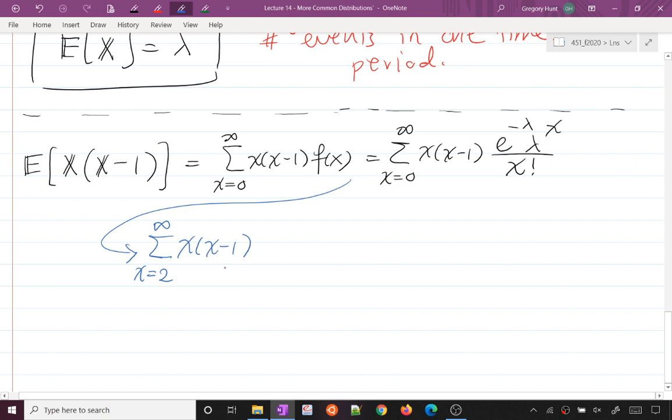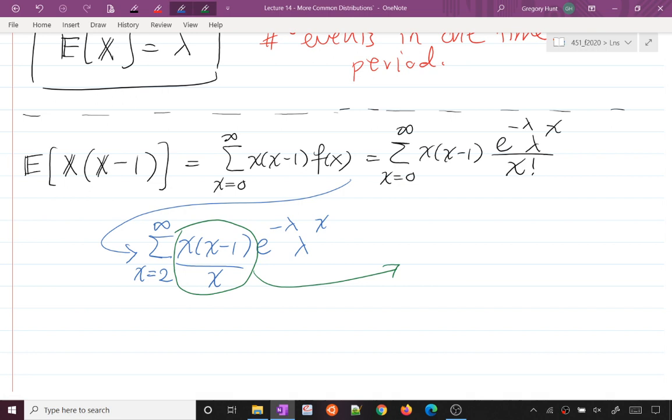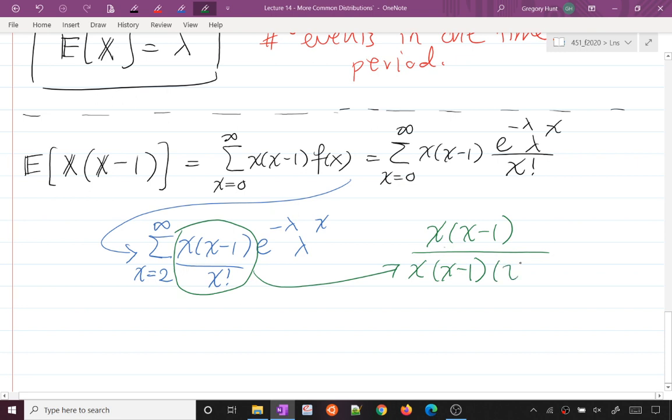Because when x is 0 and x is 1, the whole thing is just 0. Okay. Now, let's group these things together. Let's look at this thing, which is x times x minus 1 over x factorial. At the bottom we have x factorial, which you can write as x times x minus 1 times x minus 2 factorial. And so we could cancel some of these things out, and this would just be 1 over x minus 2 factorial. So this should feel pretty similar to what we did previously.